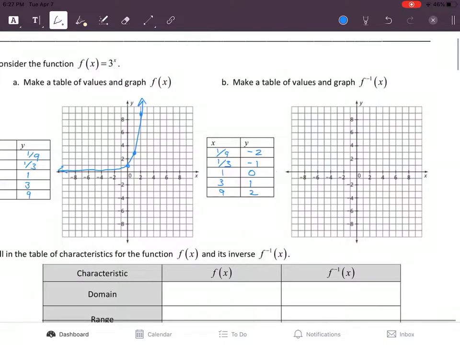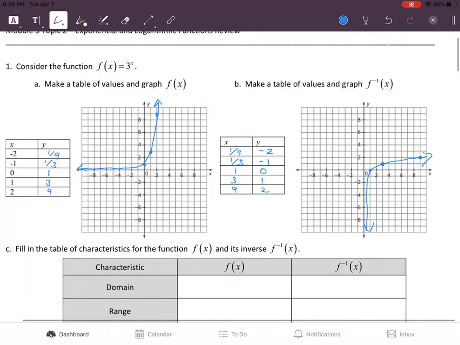Okay. If we plot those points, again, I'm only going to plot the integers or the whole numbers. So you have (1, 0), (3, 1), (9, 2). Graph this equation, and there we go. So those are your two graphs and the table of values that make up the graphs or the equations.